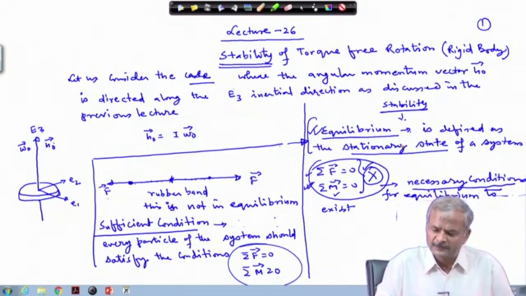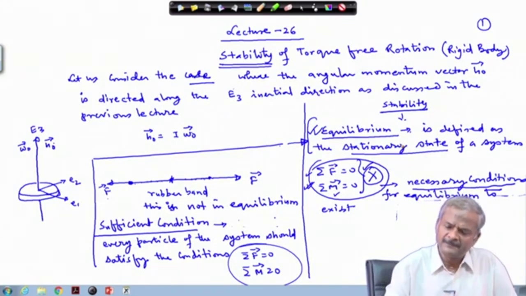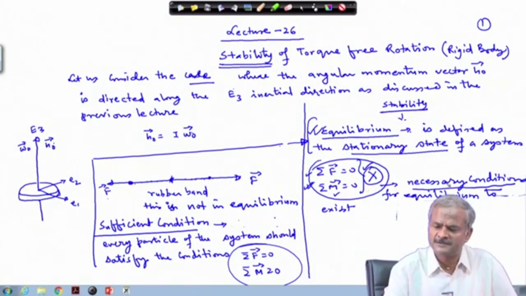But definitely, whatever you have learned till today, that the sum of F equal to 0 and the sum of M equal to 0, is not the equilibrium. This is just the necessary condition for equilibrium to exist, but not the equilibrium itself.